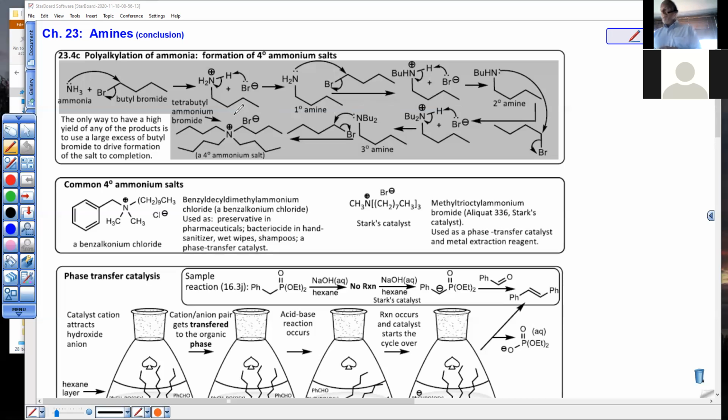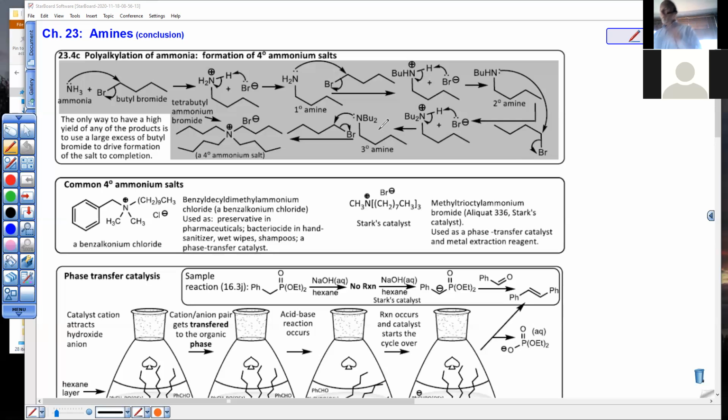So why did I just spend all of this time discussing this when I just said this is not a good way to make a primary amine or a secondary amine or a tertiary amine? Not good for any of them. You get the old proverbial dog's breakfast here, mixture of many things.